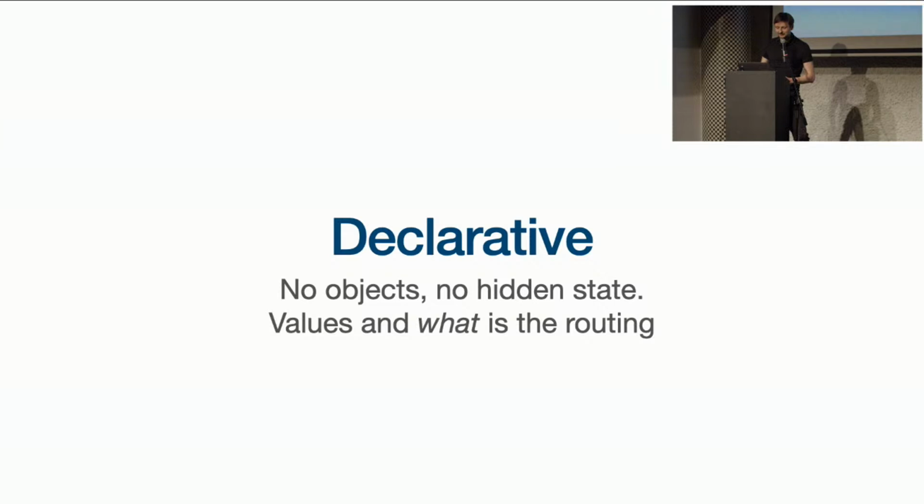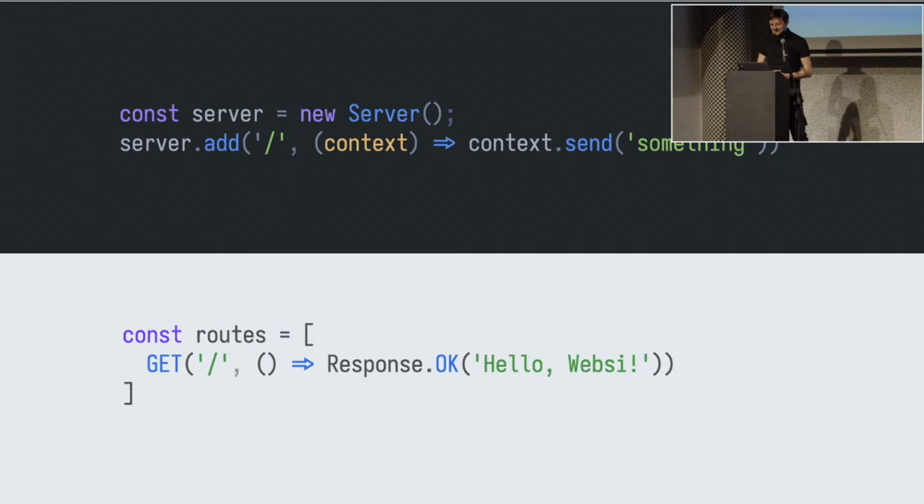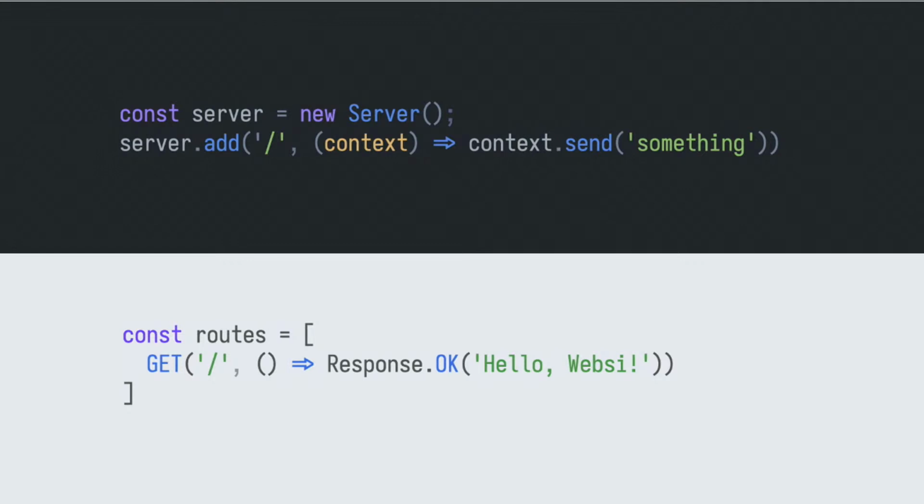That's the example on the slide. On the top, you see that I have some object, a hidden state, and I have to imperatively add a route to it. But I would prefer to have a list of routes, because a list is a built-in data type in JavaScript. It's ordered, so I know which one is first, which is second, and last, and so forth. So maybe there is some improvement here.